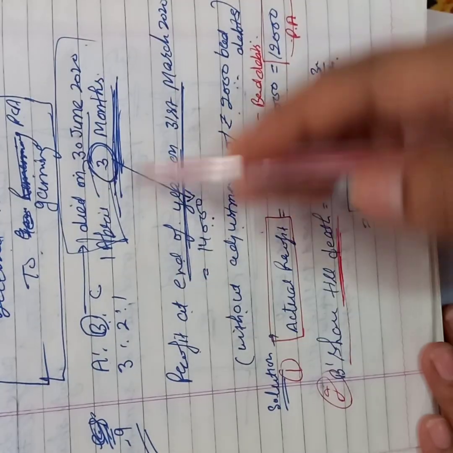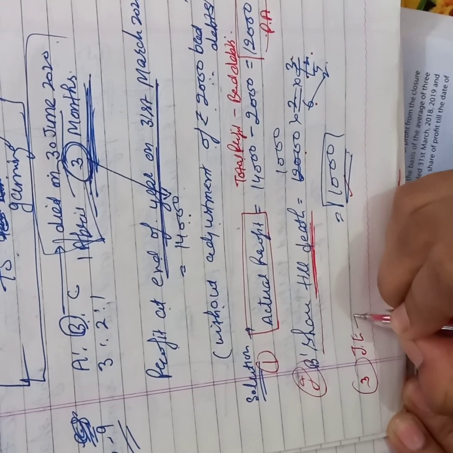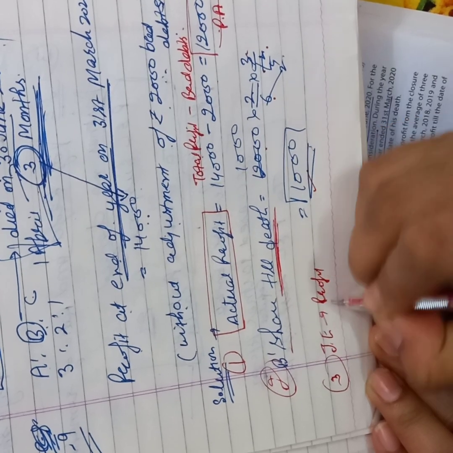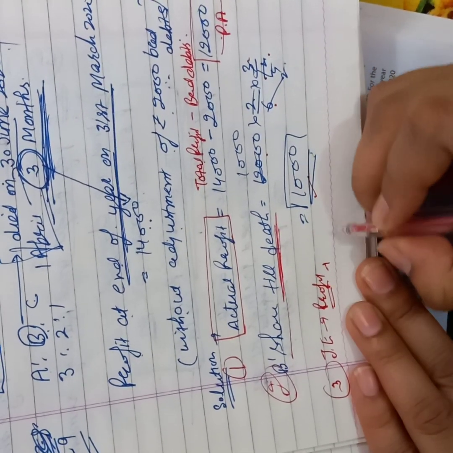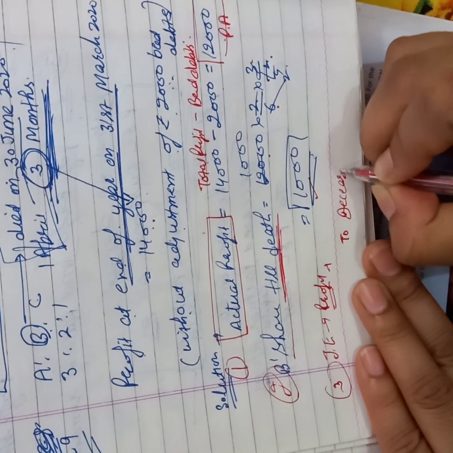Because here no ratio is going to be changed, we can make the journal entry with the help of this amount. There is a profit, because this is a situation of profit. Then what will be the journal entry? With the profit, the partner capital account will be credited.